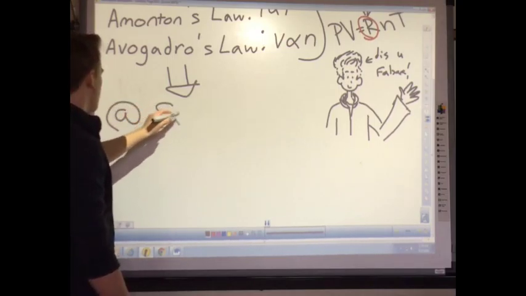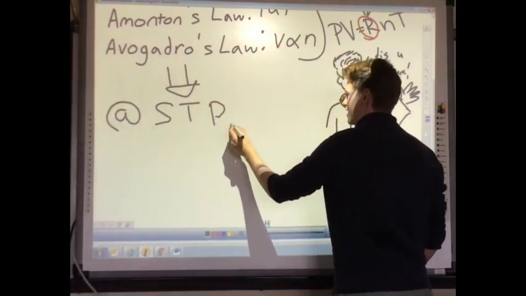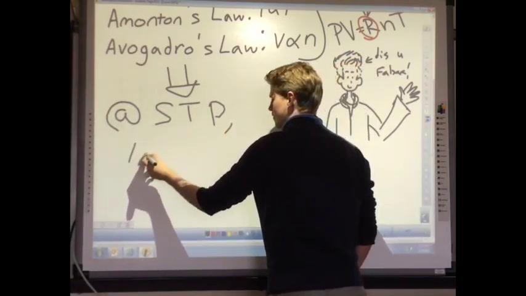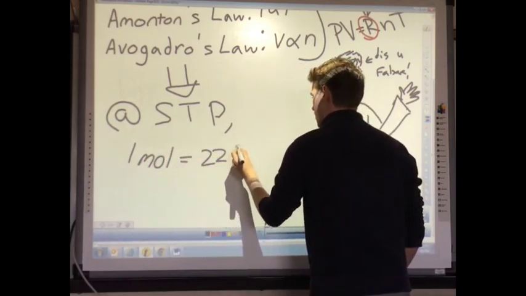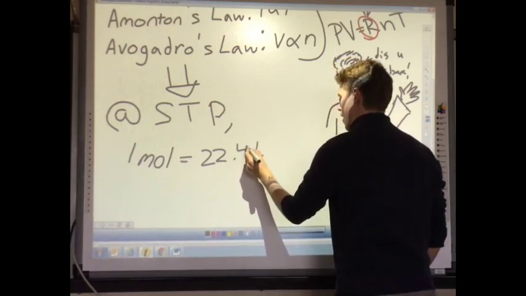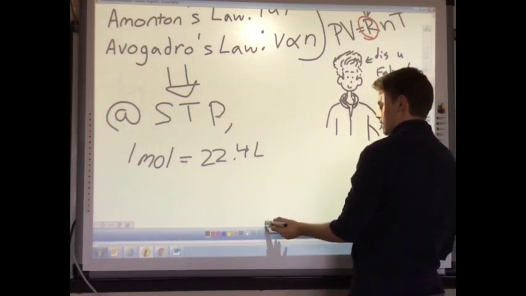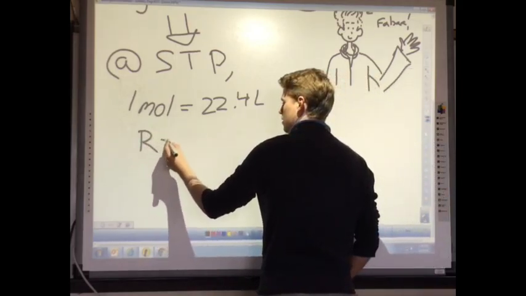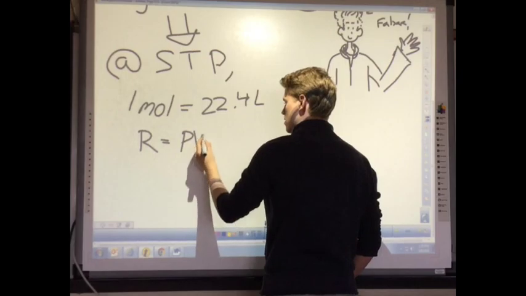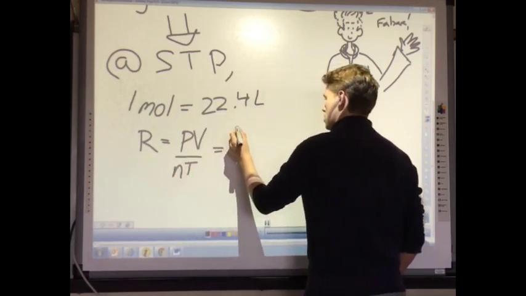Remember from Avogadro's law that 1 mole of any gas will occupy 22.4 liters of volume at STP, which is 1 atmosphere pressure and 273 Kelvin. Now we can incorporate this theorem in order to find a value for R, the universal gas constant.